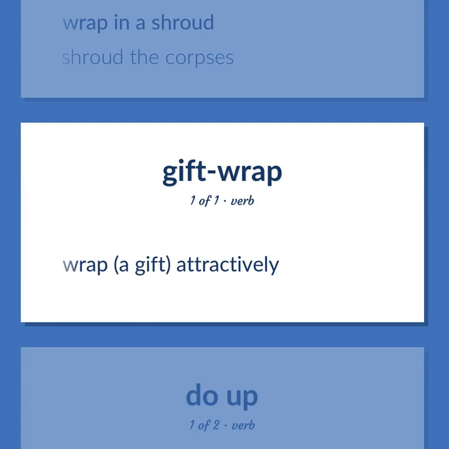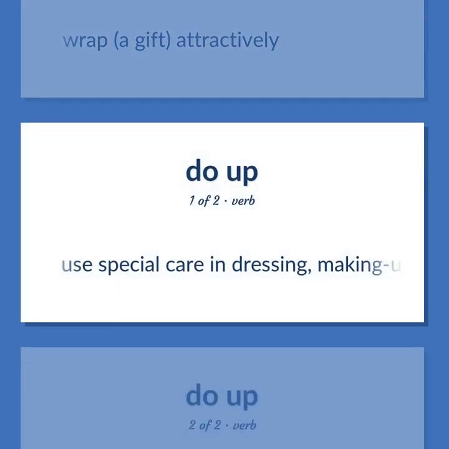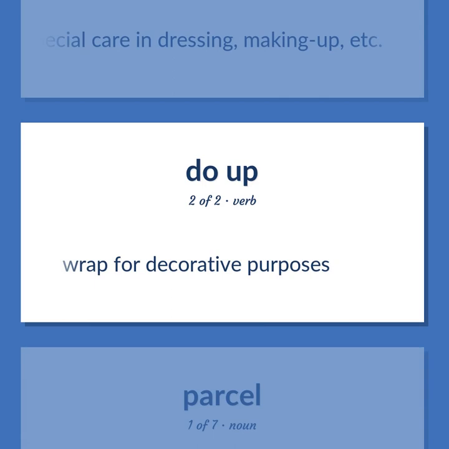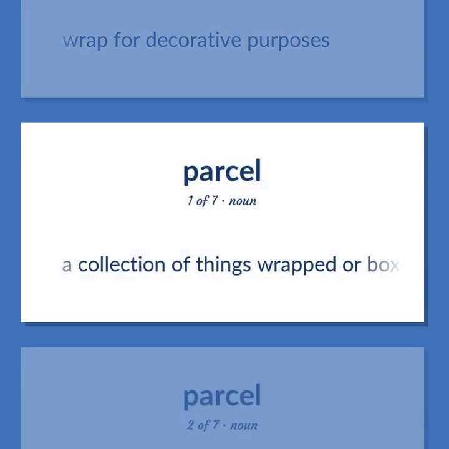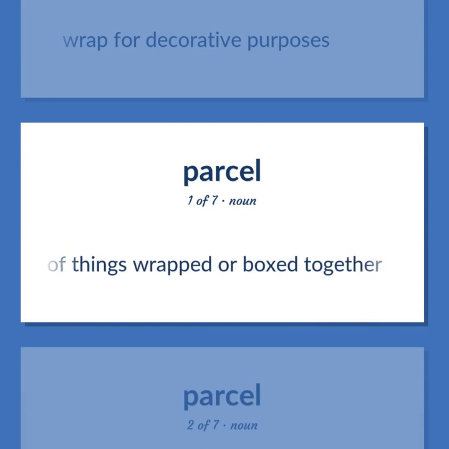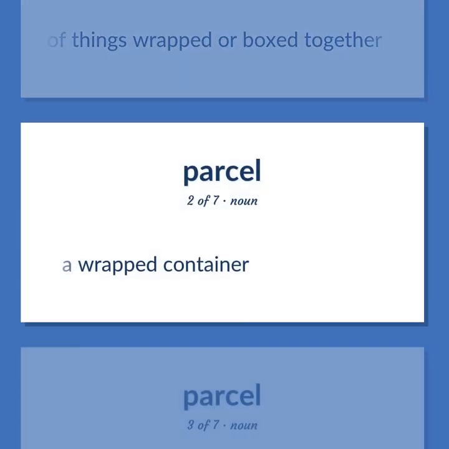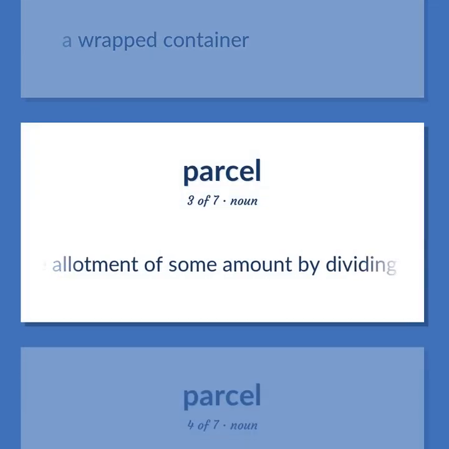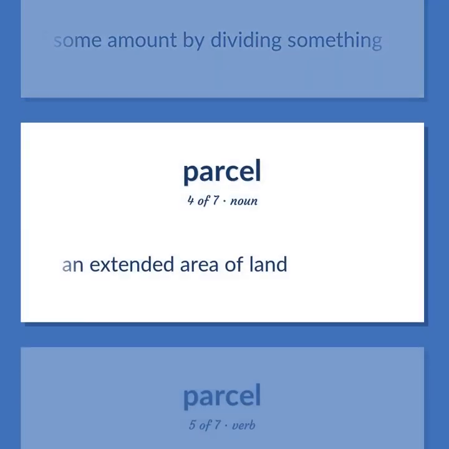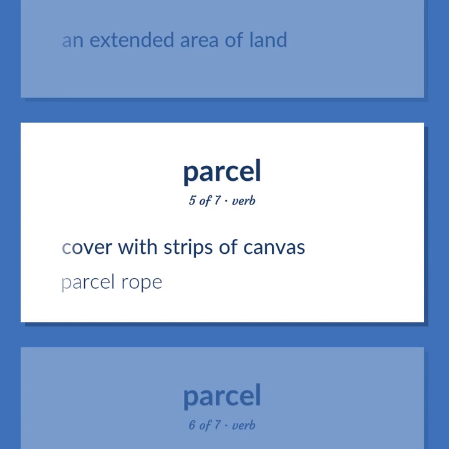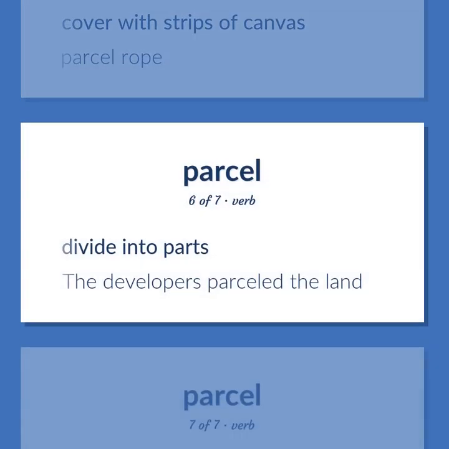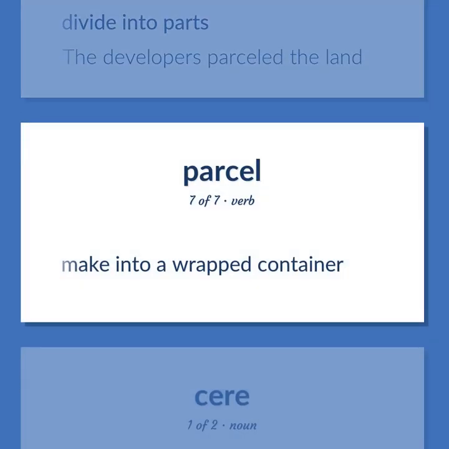Wrap a gift attractively. Use special care in dressing, making up, etc. Wrap for decorative purposes. A collection of things wrapped or boxed together. A wrapped container. The allotment of some amount by dividing something. An extended area of land. Cover with strips of canvas. Parcel rope. Divide into parts. The developers parceled the land. Make into a wrapped container.